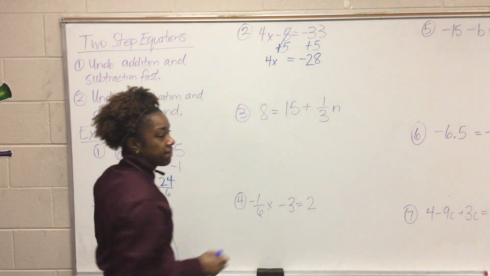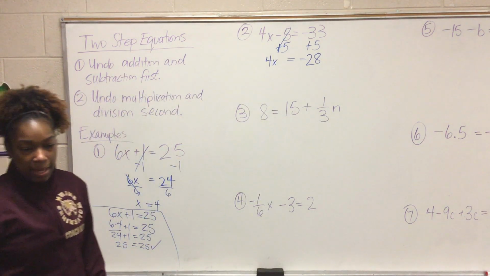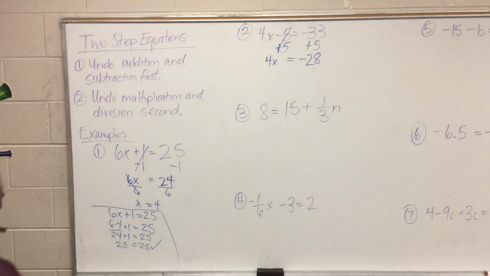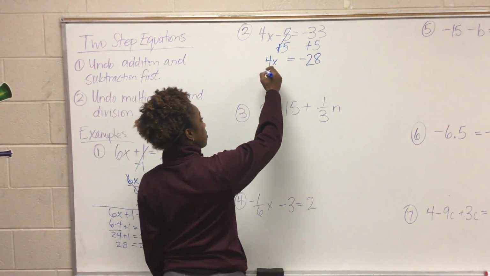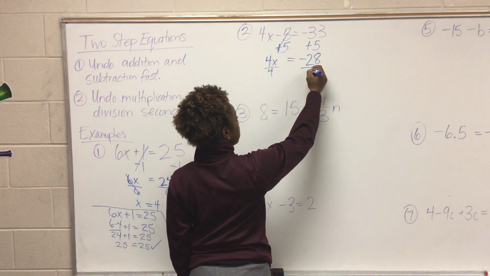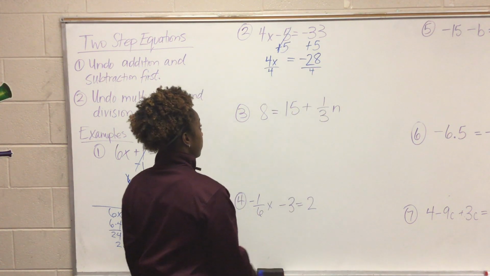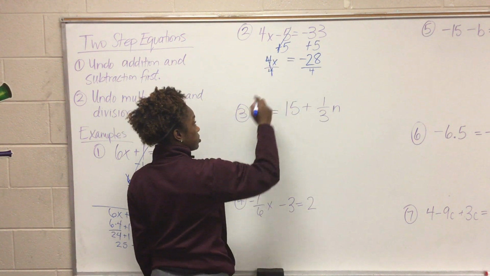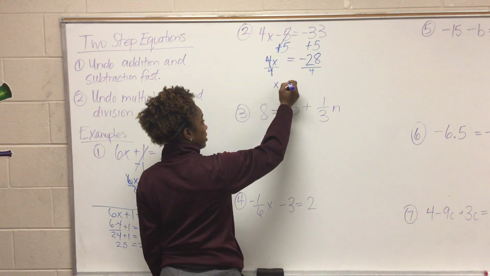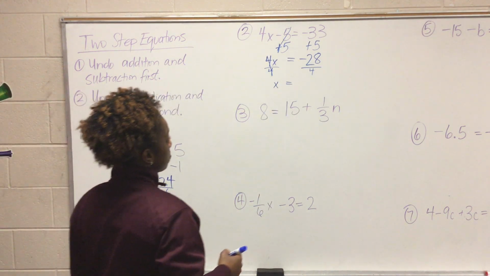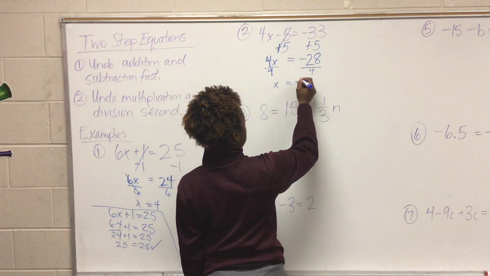What is happening to that variable? It is being multiplied by 4. So you want to do the opposite on both sides. Then you will divide by 4 on both sides of the equal sign. 4 divided by 4 is 1, so these cancel out. We're just left with x equals negative 28 divided by 4, which will give you negative 7.